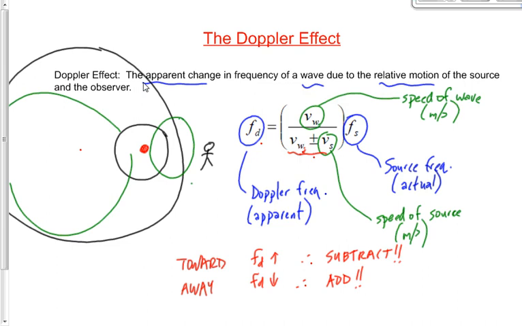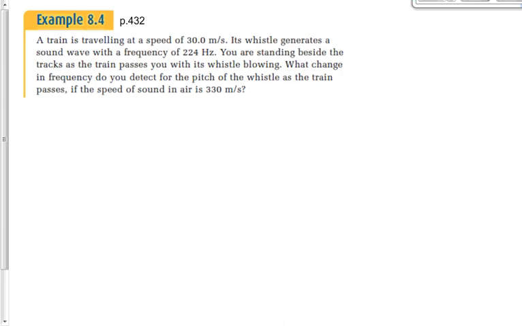All right, let's take a look at a question here. It appears on page 832. It starts off with kind of a tricky one, actually. It's not a simple, straightforward one like we usually see first. It says a train is traveling at a speed of 30 meters per second. Its whistle generates a sound wave with a frequency of 224 hertz. You're standing beside the tracks as the train passes by you with its whistle blowing. What change in frequency do we hear as it goes past us? The speed of sound is 330.